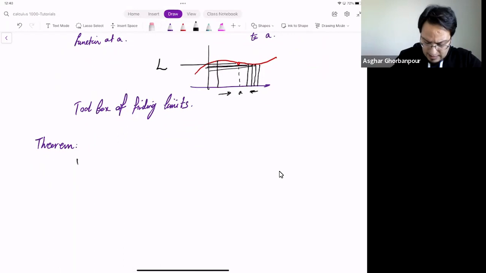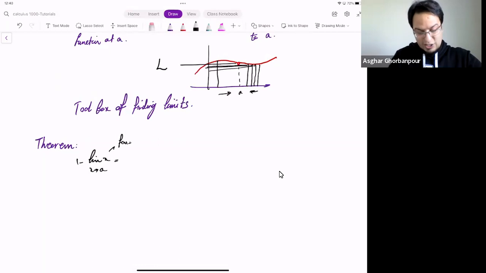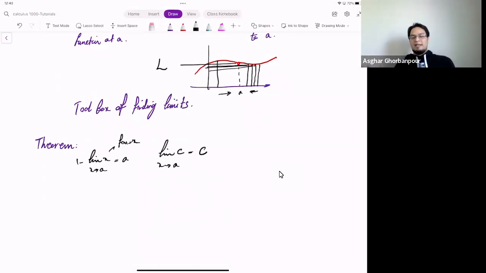This is starting with two nice functions. When our function is x itself, it means that here the function is f of x equal to x. Whatever you input spits out. The limit is a. Limit of the constant is the constant, no matter where x goes to. So these are two easy to understand. Why are these things true?